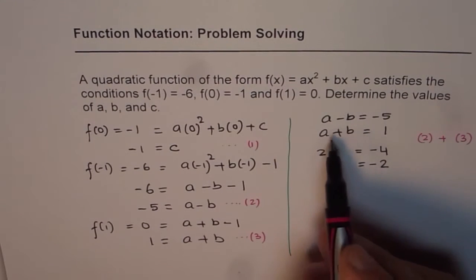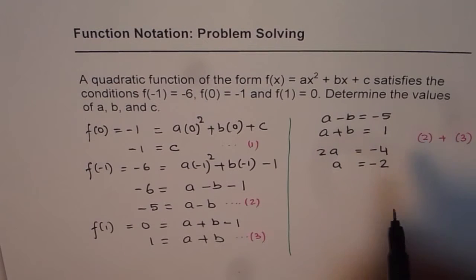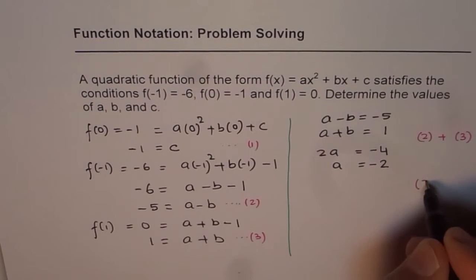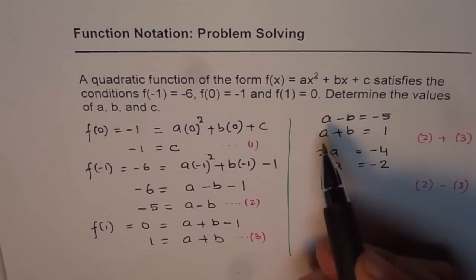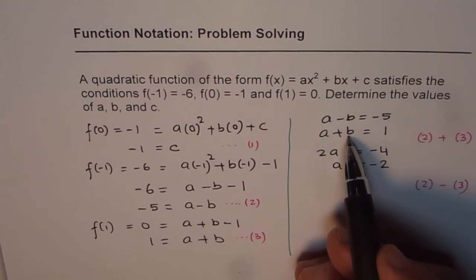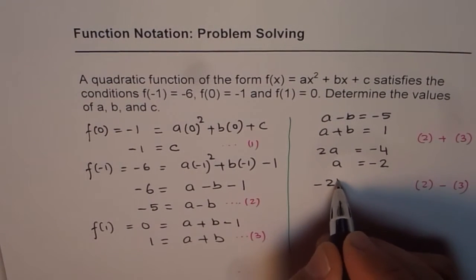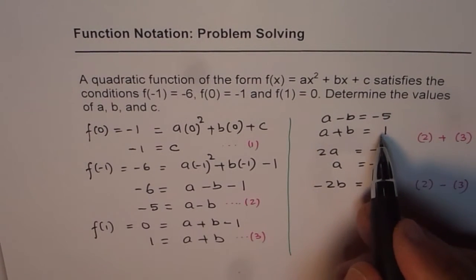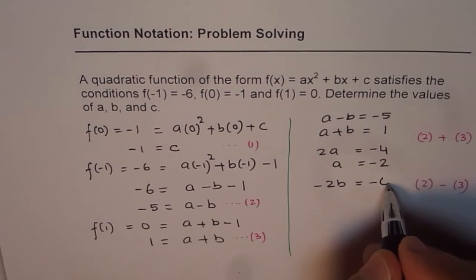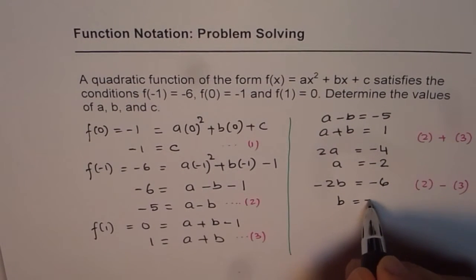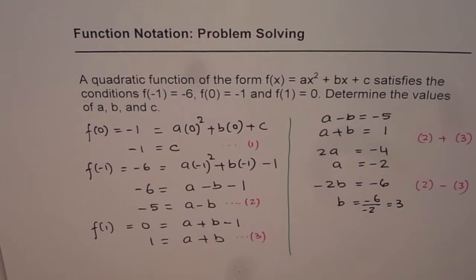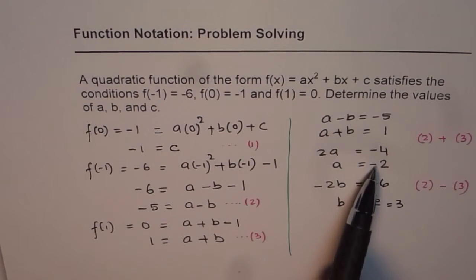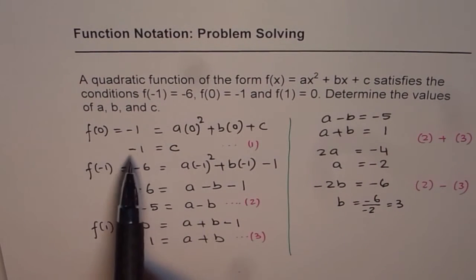Now we can substitute a and find b, or what we can also do is take one equation away from the other. So when I do equation 2 minus equation 3, a minus a is 0, and minus b minus b is minus 2b. So we get minus 2b equals minus 5 minus 1, which is minus 6. So b equals minus 6 divided by minus 2, that is 3. So that gives us the value for b, right? So we have a is minus 2, b is 3, and c is minus 1.